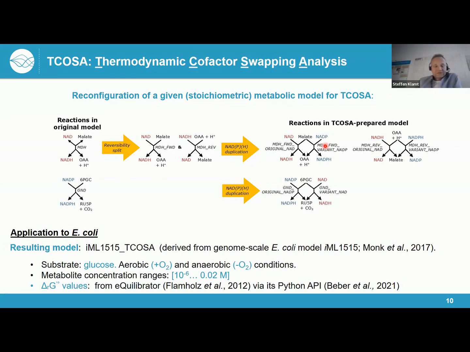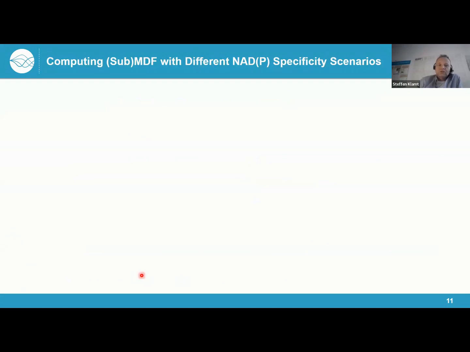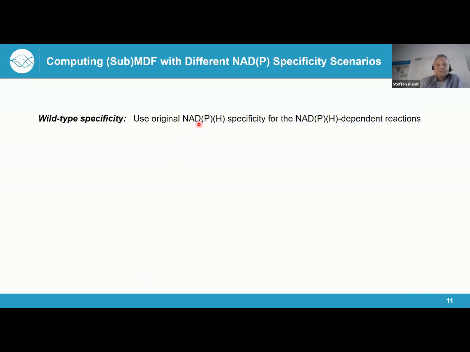model. So we apply this to E. coli, as you will see in the following, and we then consider growth on glucose under aerobic and anaerobic conditions. We use for the metabolite concentration ranges standard values that have been used also in many other applications. And standard Gibbs free energies of the reactions have been taken from the eQuilibrator. So, in all the computations that we will do in the following, we now consider 4 different cofactor specificity scenarios.